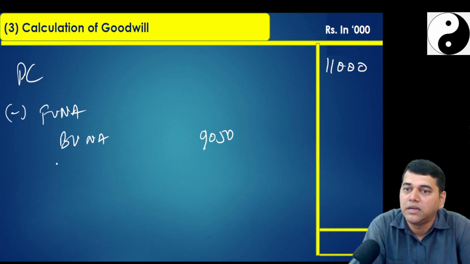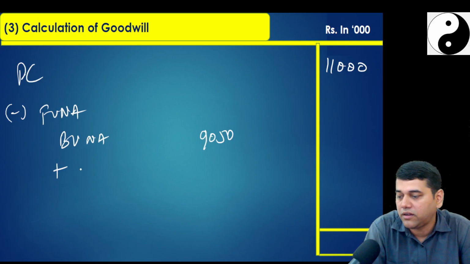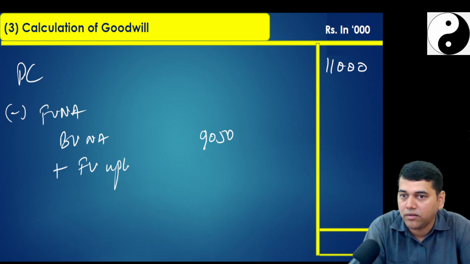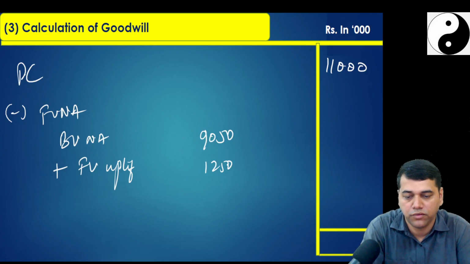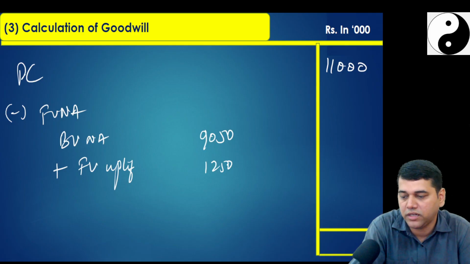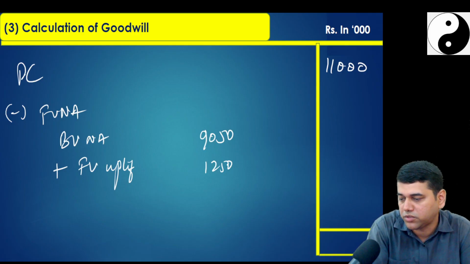We already did. Is there any fair value uplift? Yes, for two items. What is your ₹1,000 and 200? Correct? No. 9,050 plus 1,250. It comes to, no, I think one more item must be there.